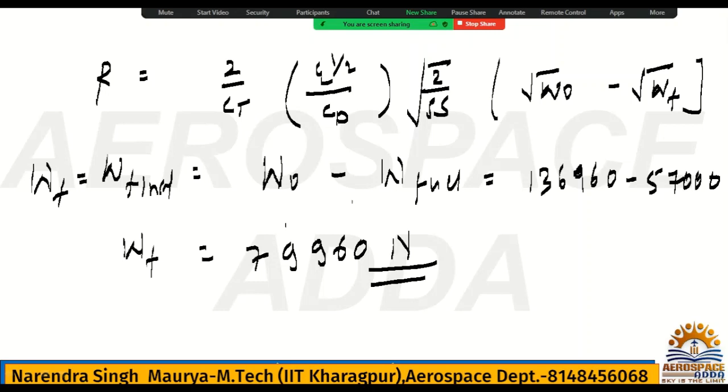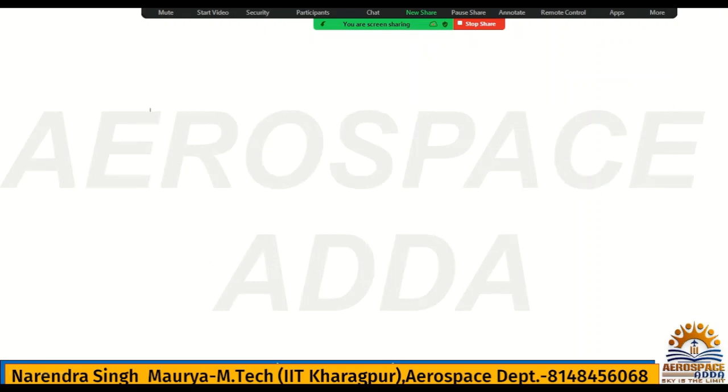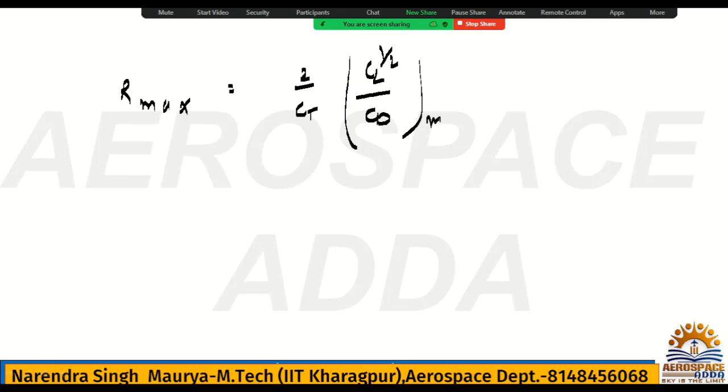Now use that. What is the value of CL to power 1 by 2 by CD maximum? Because you have considered range max and endurance max also. So for that, what will be the formula? 2 upon CT. Yes or no? 2 upon CT, CL to power 1 by 2 by CD, and this should be maximum.